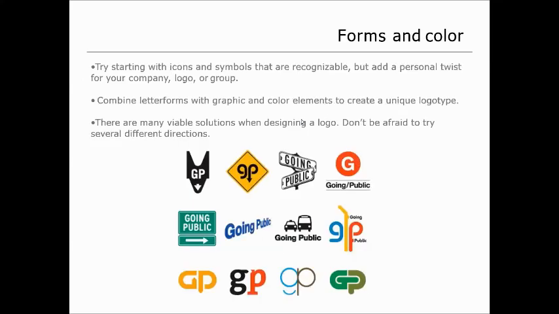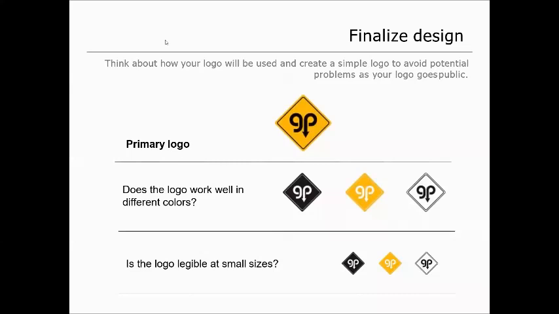So for the forms and color, try starting with icons and symbols that are recognizable first, but add a simple twist for your company logo or group, and then combine letter forms with graphic and color elements to create a unique logo type. There are many viable solutions when designing a logo. So don't be afraid to try several different directions. Think about how your logo will be used and create a simple logo to avoid potential problems as your logo goes public.